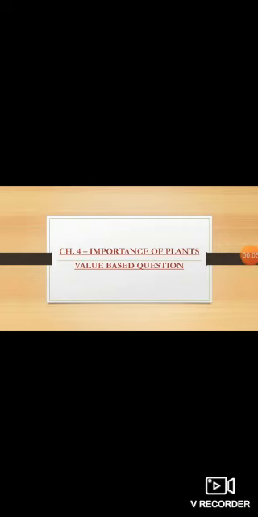Today I will explain the last part of the chapter Importance of Plants, and in this part I will explain the value-based questions. So before that, there is a paragraph in this portion. Let us go through this paragraph and then we will try to answer the questions based on this paragraph. So let us start.